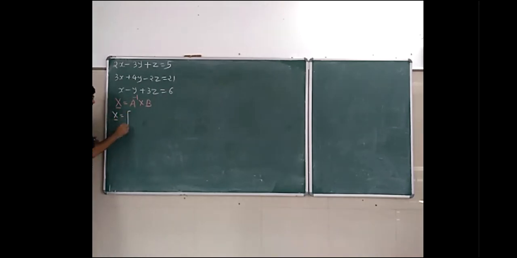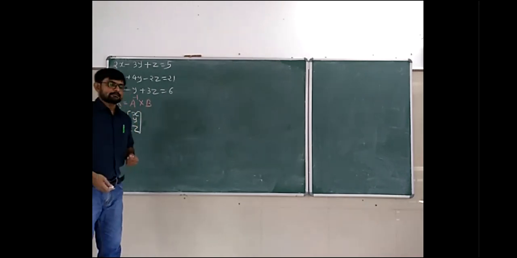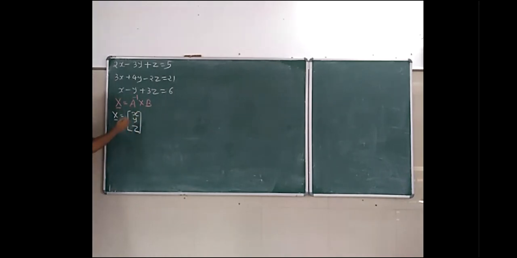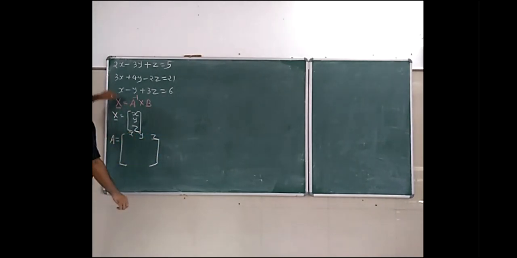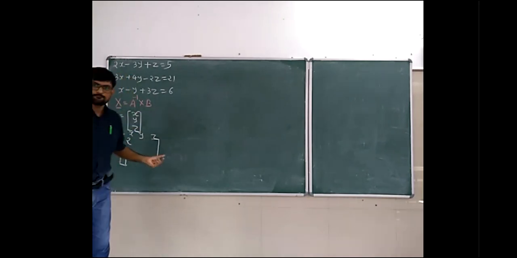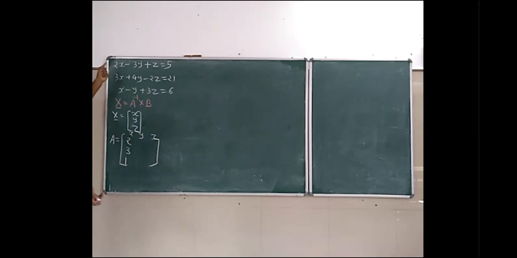What is the X vector? The X vector is nothing but the column matrix of X, Y and Z, or the set of variables. What is A? A is the coefficient matrix of X, Y and Z. Now first check X. How many X? 2. Here 3. Here 1. You can write any equation first, second, third, no problem. You will get the same result.